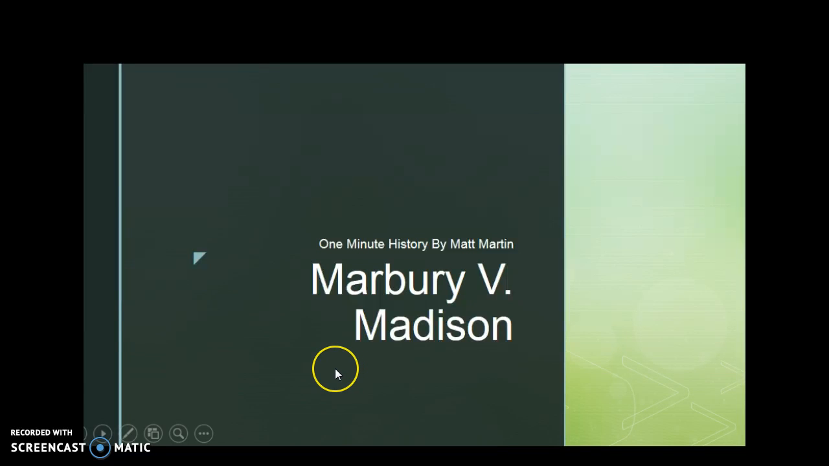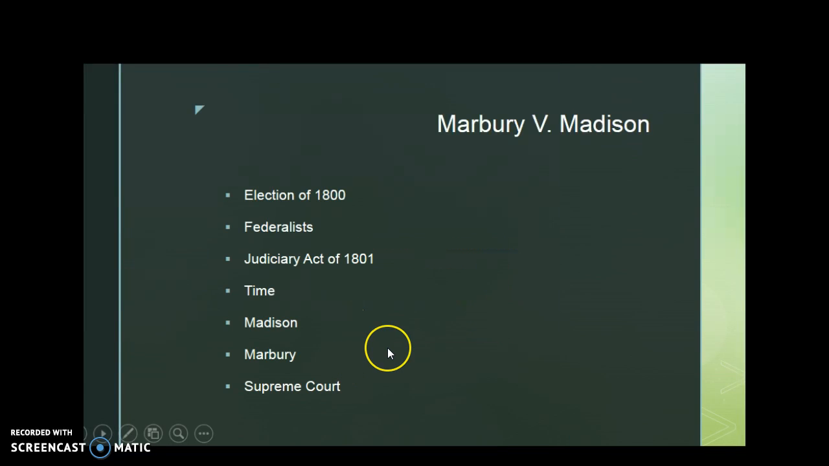Here is a very simple explanation of Marbury versus Madison. It all starts with the election of 1800. Thomas Jefferson wins the presidency, and many Democratic Republicans win seats in Congress.